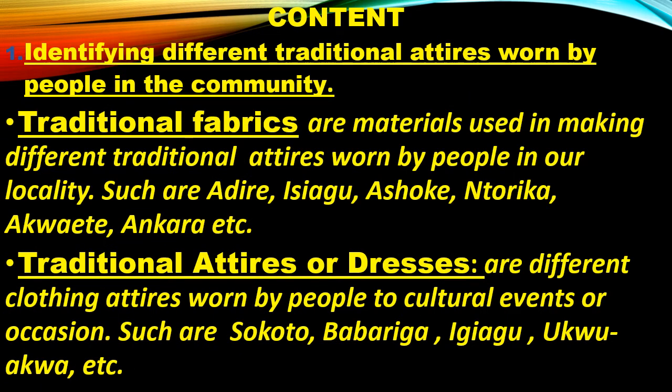Our content. The first says identifying different traditional attires worn by people in the community. I repeat, identifying different traditional attires worn by people in the community. Now let's see the meaning of traditional fabrics. When we talk about traditional fabrics, these are materials used in making different traditional attires worn by people in our locality. Such materials are adire, isiagu, asoke, ntorika, akwete, ankara, and other traditional fabrics different people use in their communities.